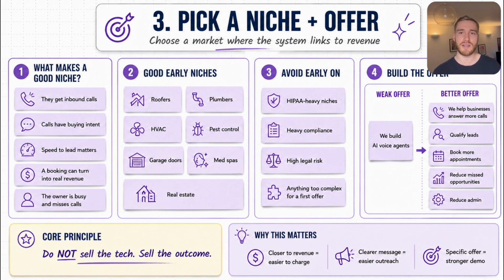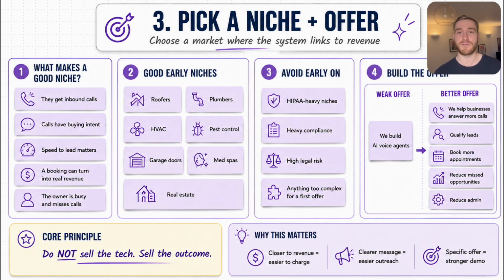So some good early niches are, honestly, anything in the home services industry is great, like roofers, plumbers, HVAC, remodeling businesses, pest control, med spas, real estate. The list goes on, but stick to those core principles I mentioned at the start. And really look into your niche first and understand, is this actually really going to solve a problem if I implemented an AI voice agent into their business?